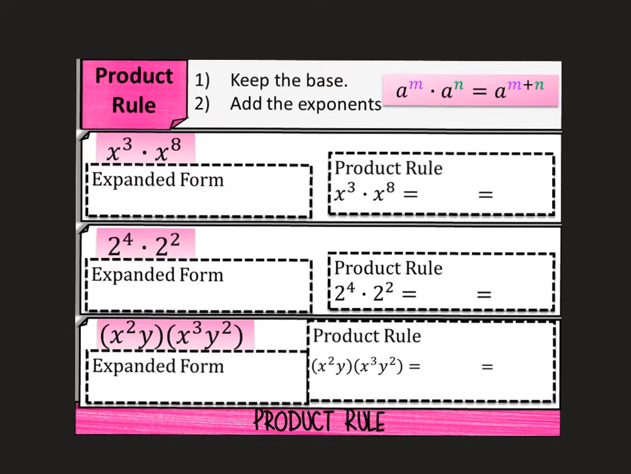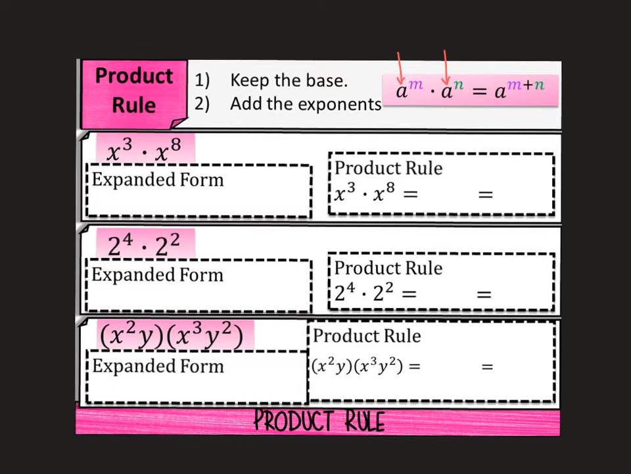This slide talks about the product rule. So the rule is you keep the base, you add the exponents. Now for this rule to work, the bases have to be the same. So in this example, I have bases that are both a, so I could do this rule. If I have a to the m times a to the n, I'm going to have a to the m plus n.